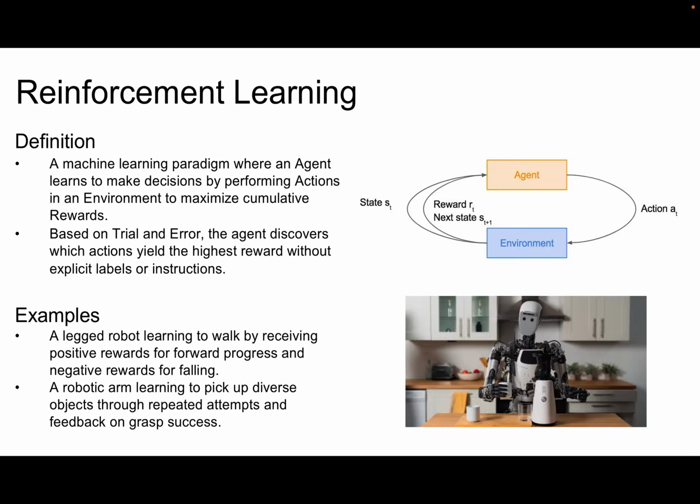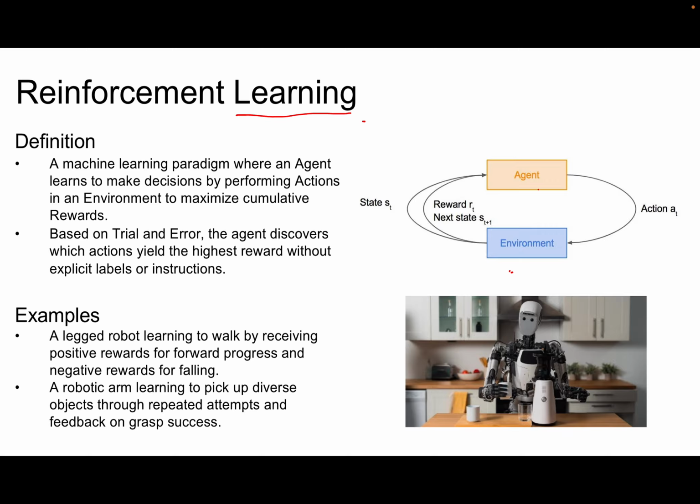So let's start with the definition. The definition of reinforcement learning is a machine learning paradigm where an agent learns to make decisions by performing actions in an environment to maximize cumulative rewards. It looks a little bit complicated, but let's see one by one. It's a machine learning paradigm, because it's learning-based, and this figure shows an illustration of the reinforcement learning pipeline.